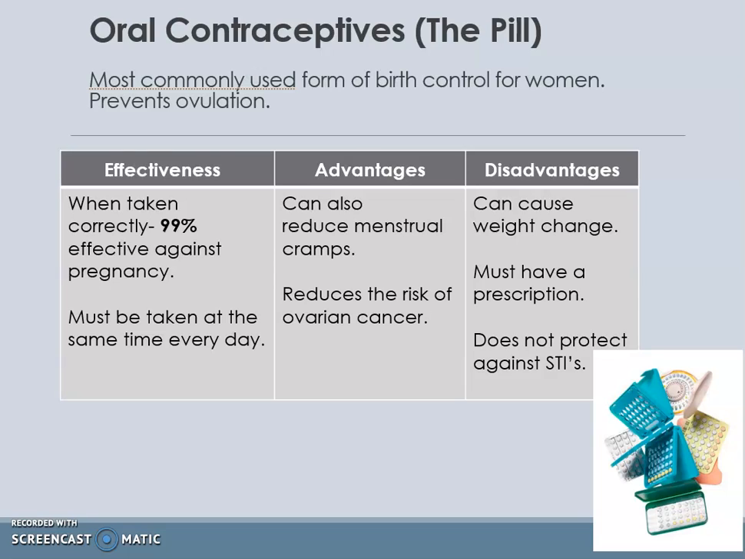Advantages are that it can also reduce menstrual cramps, and even help if somebody has severe mood changes. It can also level the mood changes during periods as well. It also reduces the risk of ovarian cancer. A disadvantage can be that it does cause weight gain, and you must have a prescription to get it, and it doesn't protect at all against STIs.